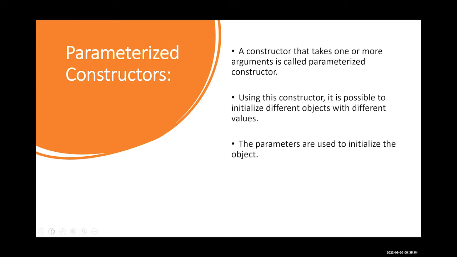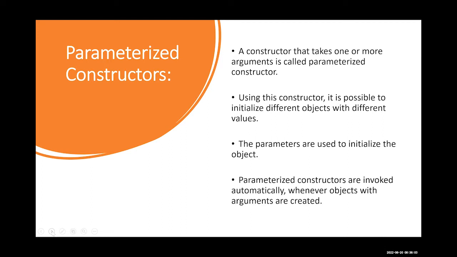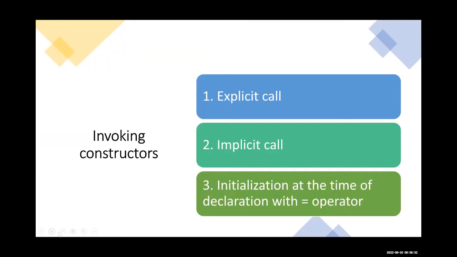The parameters which we use to initialize the object are nothing but the values which we are going to pass. Parameterized constructors are invoked automatically whenever objects with arguments are created. This is the difference between the default constructor and the parameterized constructor. Whenever we have objects with arguments, the parameterized constructor is invoked. We know that the default constructor is invoked automatically whenever an object is just created, but if we are creating an object with parameters, then the parameterized constructor is going to get invoked.